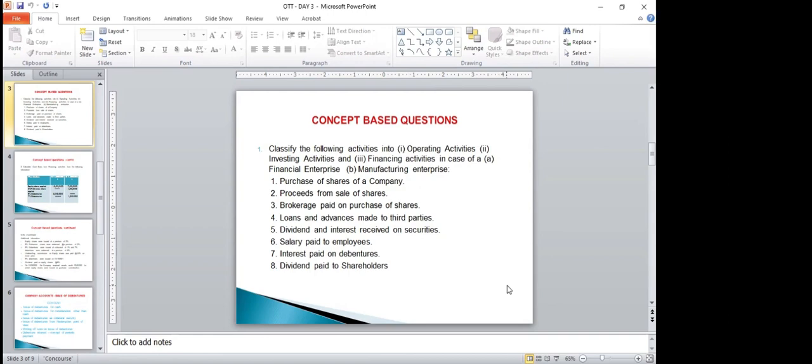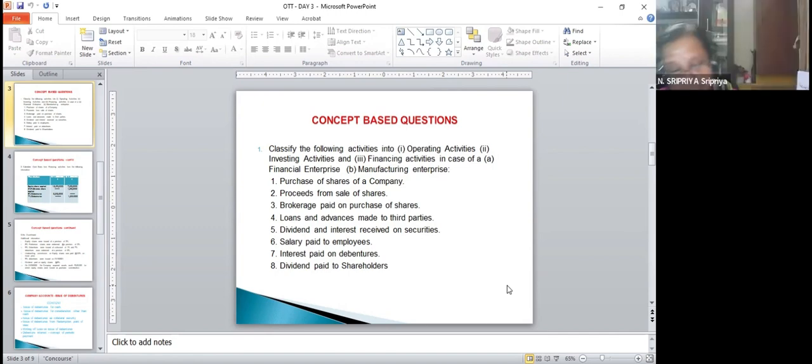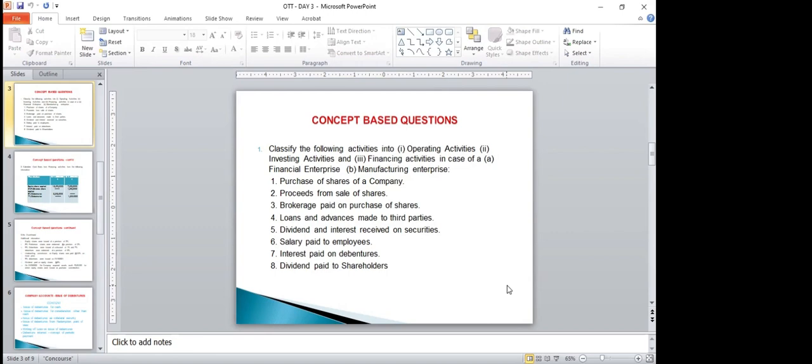It is finance only. Yes, it is finance. I am arguing like that, but I understand the concept. You are keeping it in investing activity. Yes. I am not disagreeing with that. But for argument's sake, for discussion, I am putting that argument.